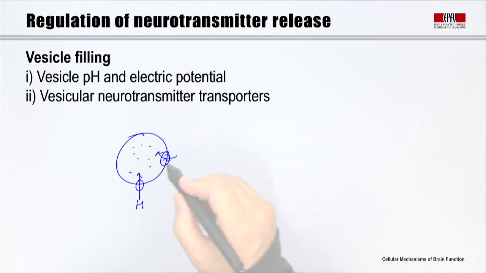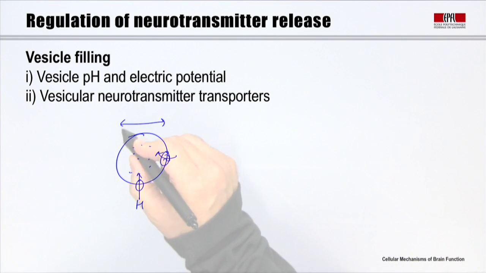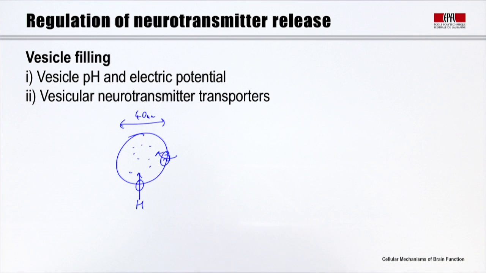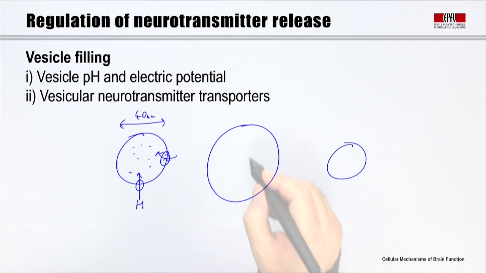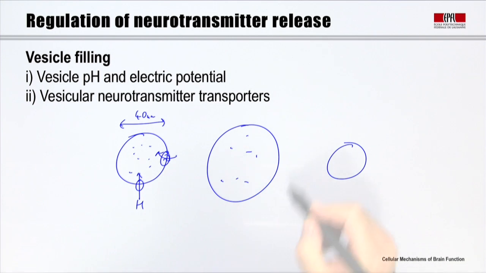And although synaptic vesicles typically have a size of something like 40 nanometers, there's also some variance. So there are some bigger vesicles and some smaller vesicles. And so that's another way in which one can control the amount of neurotransmitter that's being released. Presumably, a big vesicle would have more neurotransmitter content than a small vesicle.